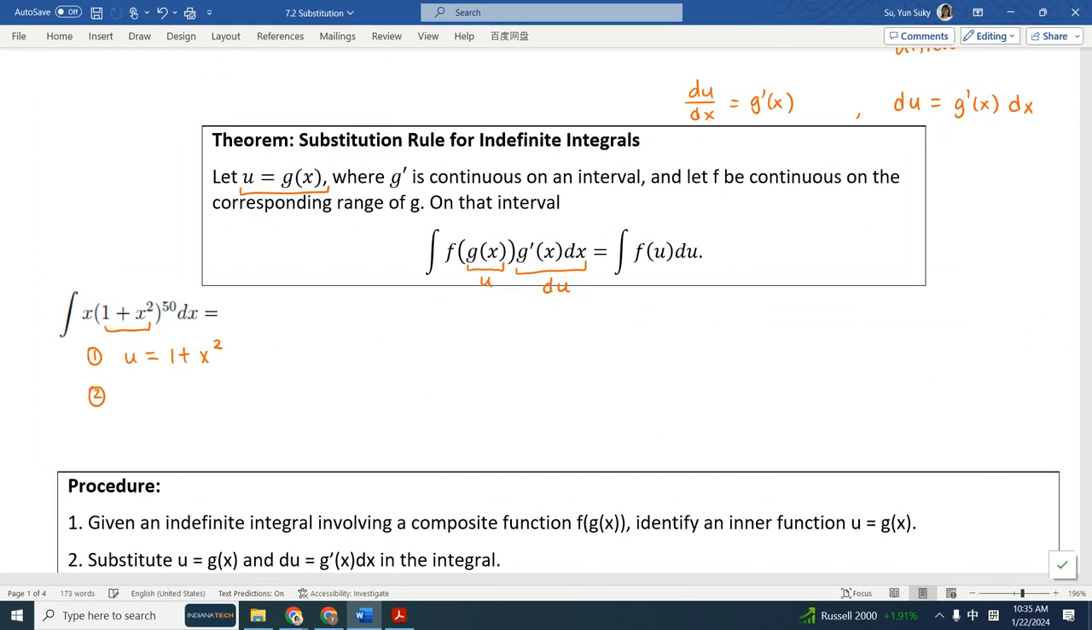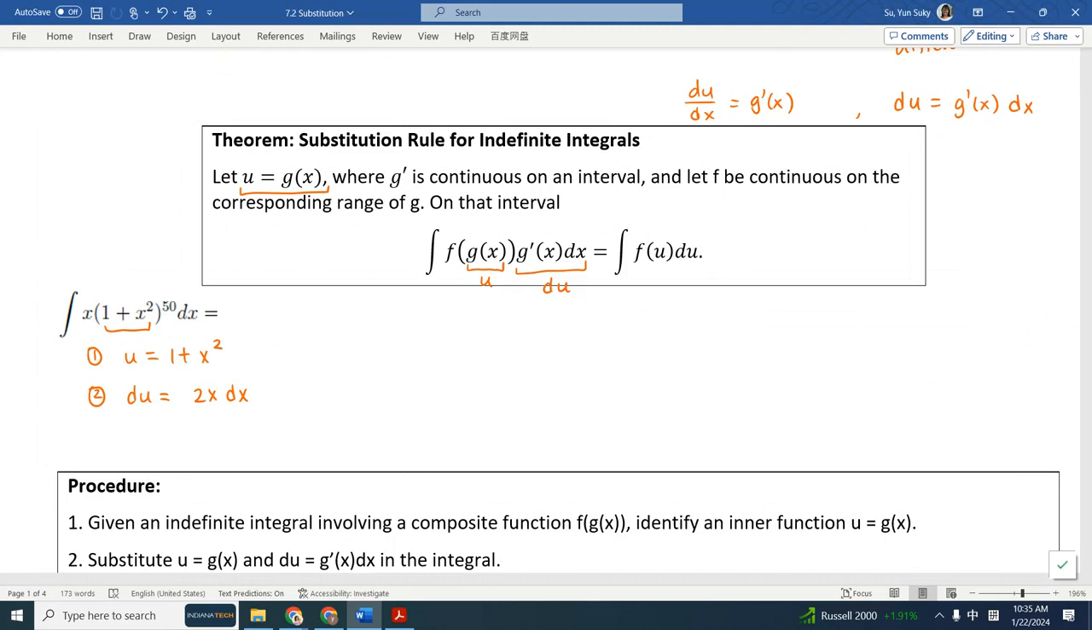Step 2. Find the differential. So take the derivative on both sides. Left hand side, u becomes du. The right hand side, what's the derivative of 1? 0. Derivative of x squared? 2x dx. Yes. In this process, you actually need to differentiate and then integrate.